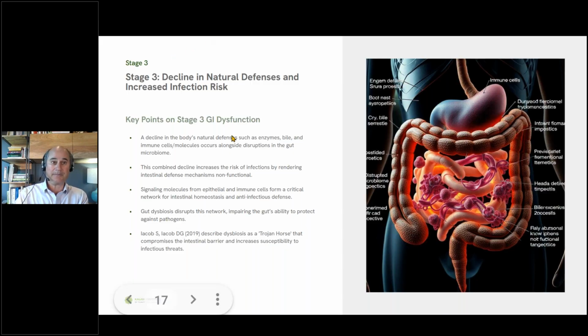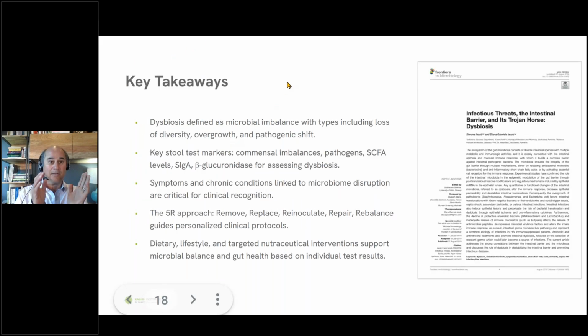Okay, so dysbiosis, it's a microbial imbalance. It could be not enough different types of organisms. That's the diversity type. It could be an overgrowth of bad organisms, opportunistic organisms. That's not really an infection per se, but it's an overgrowth. Or you could have a pathogenic shift, where there's a pathogen and things are in really bad shape.